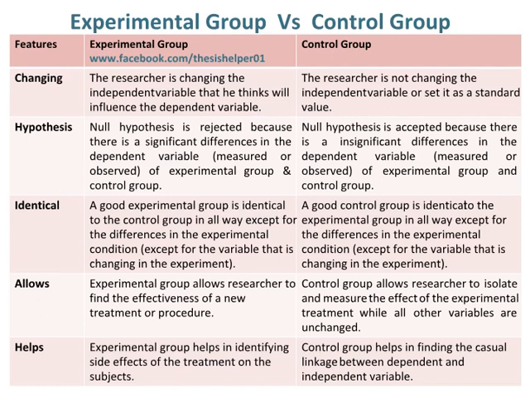Experimental group allows researchers to find the effectiveness of a new treatment or procedure, whereas control group allows researchers to isolate and measure the effect of the experimental treatment while all other variables are unchanged. Experimental group helps in identifying side effects of the treatment on the subjects, whereas control group helps in finding the causal linkage between dependent and independent variable.